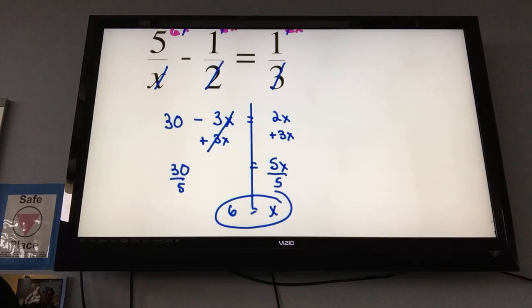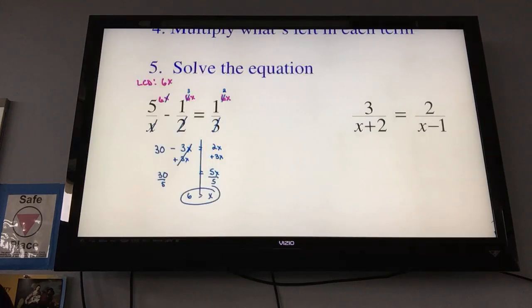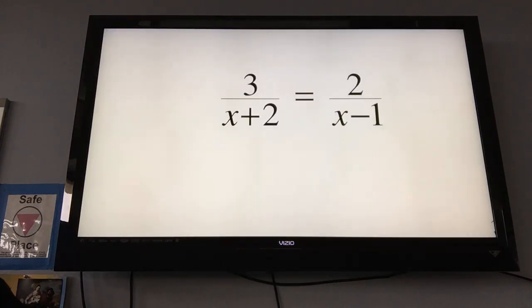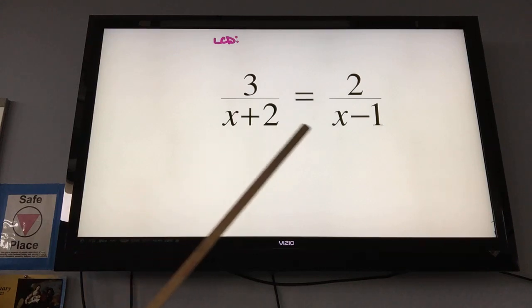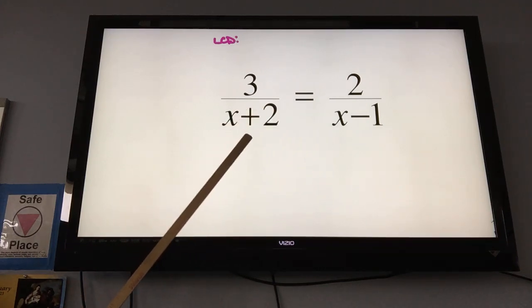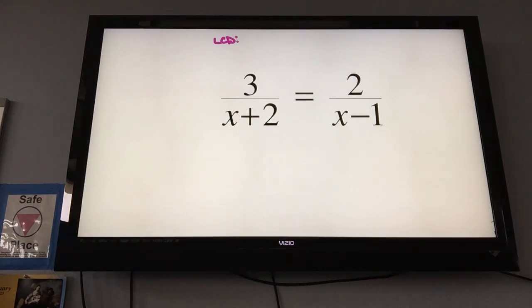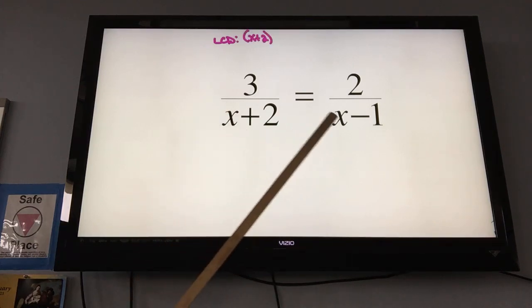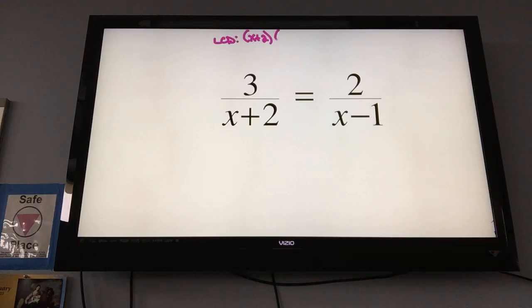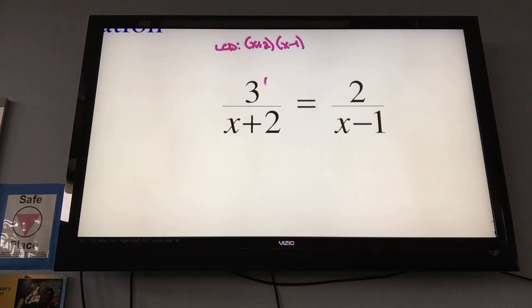All right, question number 2. We find our LCD just like we did when we were adding and subtracting. So if I work from the left to the right, I'm going to start by I need an x plus 2. I jump over to the next fraction, I need an x minus 1. So I multiply each term of the equation by that LCD.